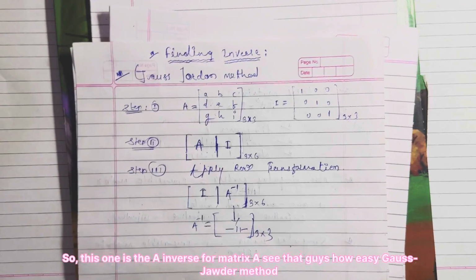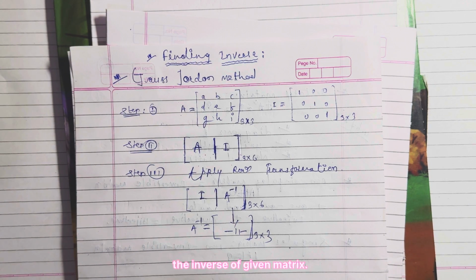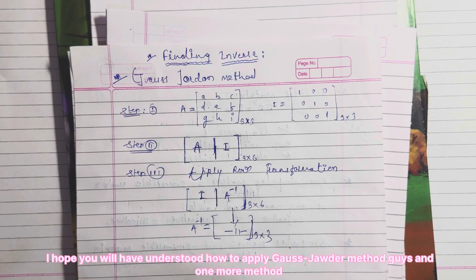See, guys, how easy the Gauss Jordan method is. It is straightforward: apply row transformations directly to the augmented matrix, and you will easily get the inverse of the given matrix. I hope you have all understood how to apply the Gauss Jordan method.